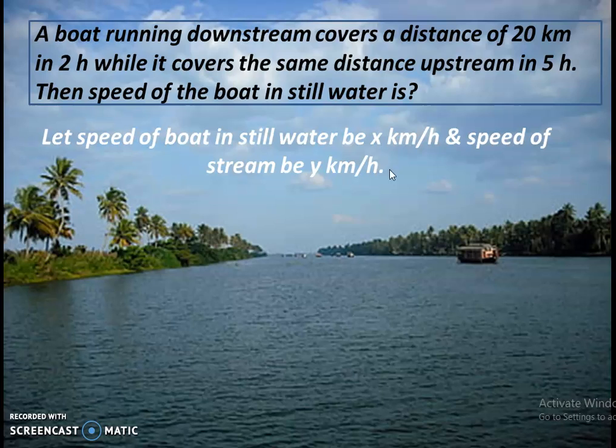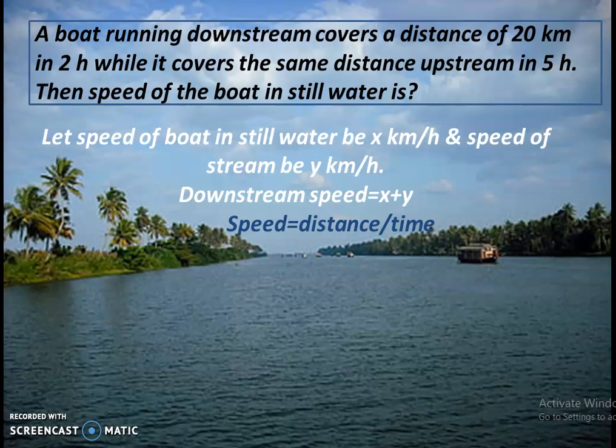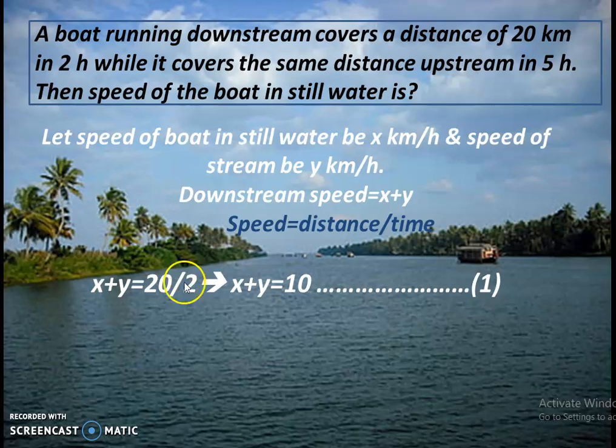So downstream speed we know, we add x and y, and it is given that the boat covers downstream 20 km in 2 hours. So using the formula speed equals distance upon time, we can calculate downstream speed as 20 divided by 2, and that is 10. So here we have x plus y equals 10. X plus y is downstream speed and speed is distance upon time. So 20 divided by 2 is 10. So now we have equation 1.